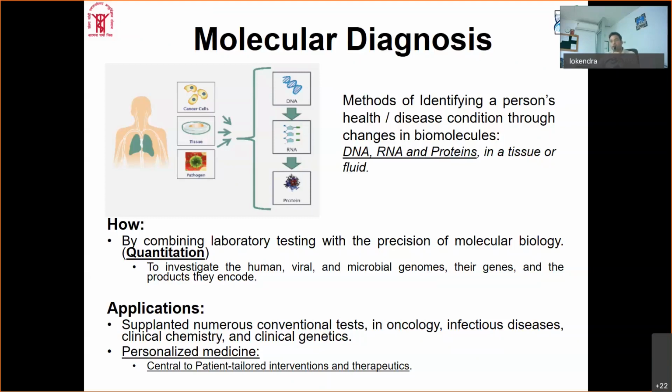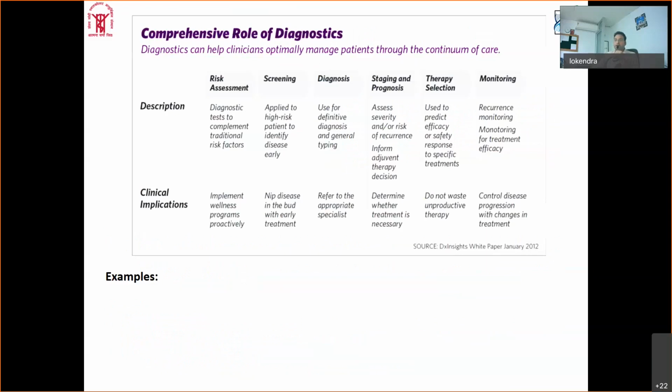So overall, molecular diagnostics deal with the identification of various biomolecules, specifically DNA, RNA, and proteins, in biological fluids or biological samples, through the use of molecular biology techniques. And we use it very frequently. Another implication of molecular diagnostics is in risk assessment. For example, if somebody is predisposed or susceptible to various risk factors, then it can be diagnosed by various tests.